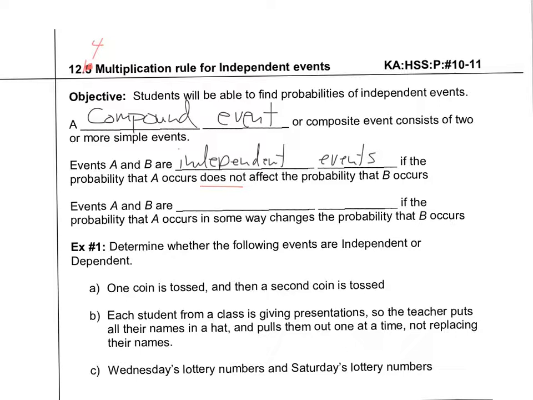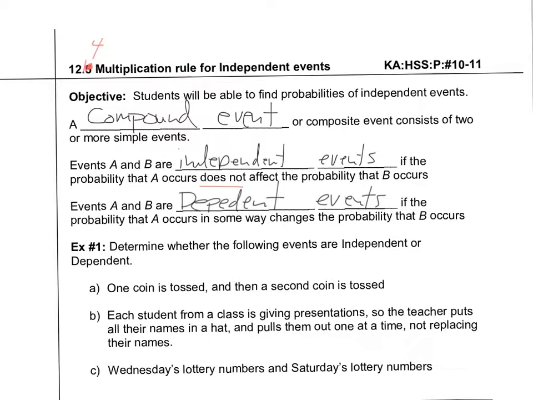Okay, and then the other type of compound event is events A and B are dependent. So you got independent and dependent events. And that's if the probability that A occurs in some way changes the probability that B occurs. For example, you got 52 cards in a deck, you pull one out. Well, after you pull one out, if you don't put it back in, now you only have 51 cards. And so that idea is a dependent event.